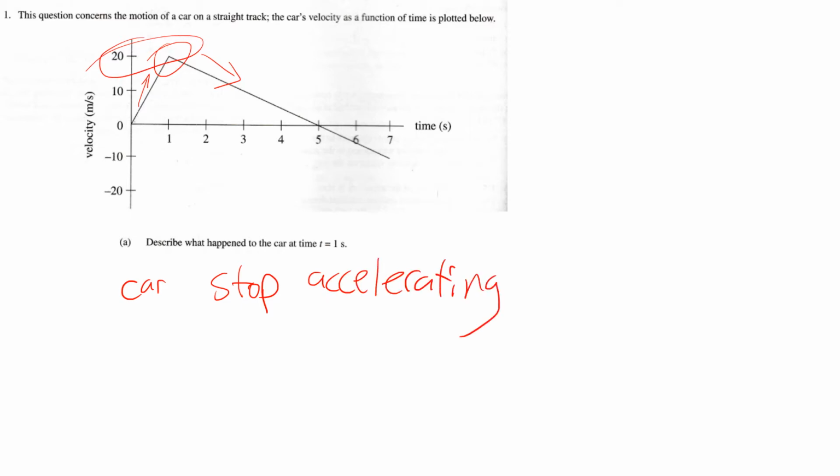Right there, so what happens? The velocity is going up, and then the velocity is going down. Does that mean the car stopped? No, because the car is at 20. So the car is going to stop accelerating. So they were speeding up, and now they're slowing down. The car stopped accelerating and began to decelerate. Whatever, it's something like that. Ta-da! That's it for that one.